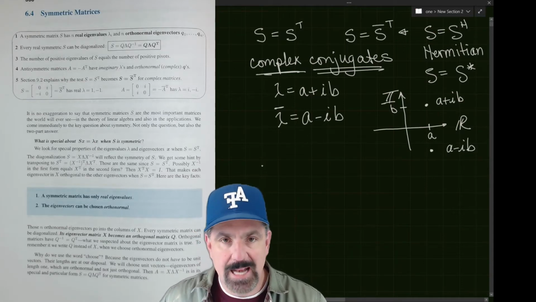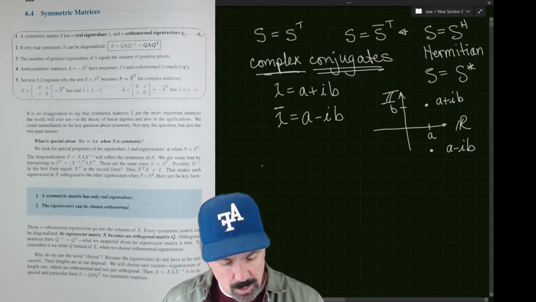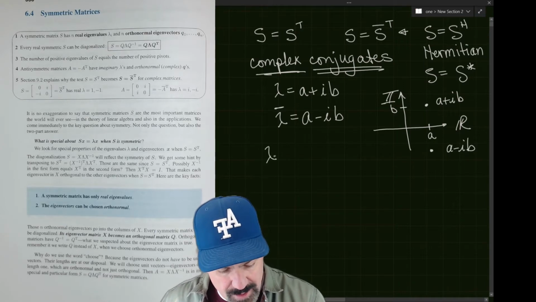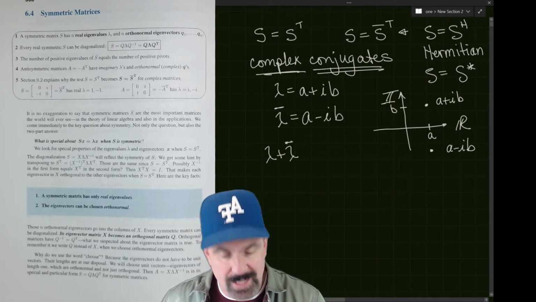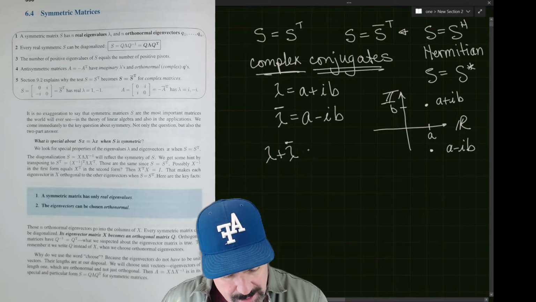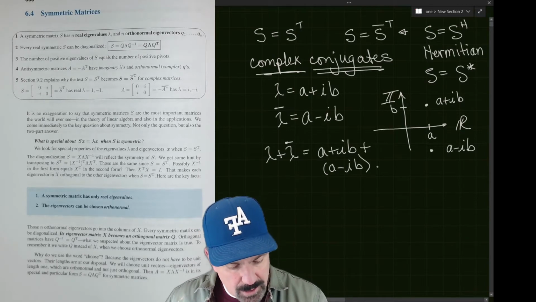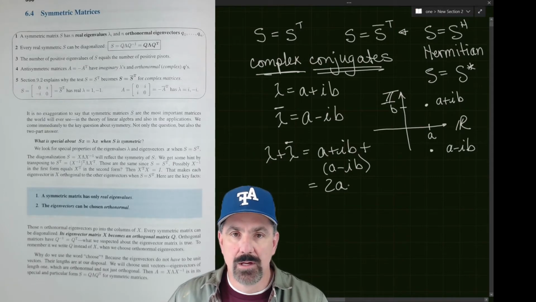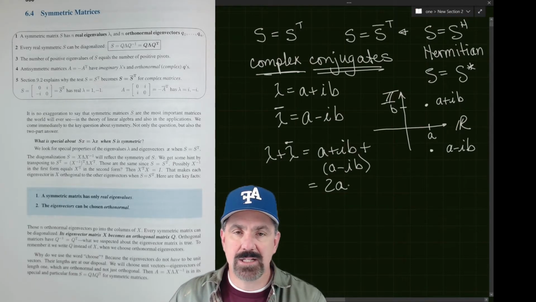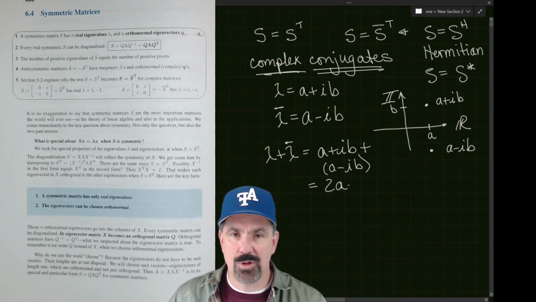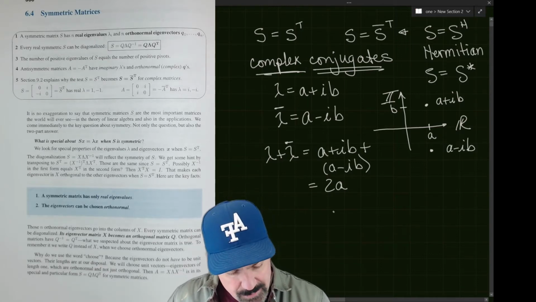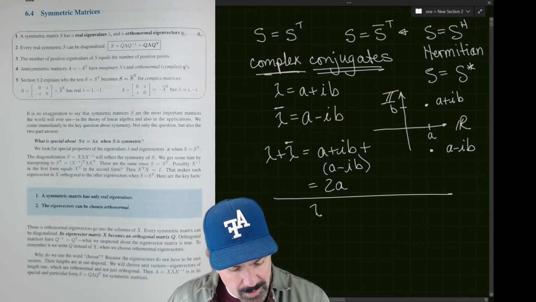First of all, anytime I add two numbers together, a number and its complex conjugate, in this case I have a plus ib, and I'm adding to that a minus ib. And the result of this, of course, is a real number. So anytime I add a complex number with its complex conjugate, I end up with a real number. The same is true when I multiply.